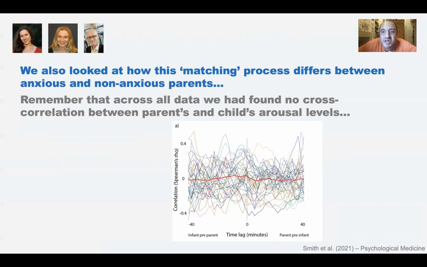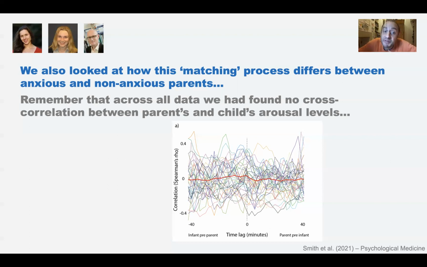And as part of this, we looked at how this matching process differs between anxious and non-anxious parents. This was a community sample, based on the same data as the previous analyses, but we subdivided our sample using the GAD-7 questionnaire, which is a common clinical screener for anxiety symptoms. As I say, this wasn't a clinical sample. This was just a regular, convenient sample of parents who volunteered from our database. So we're looking at variability in anxiety within a typical data set.